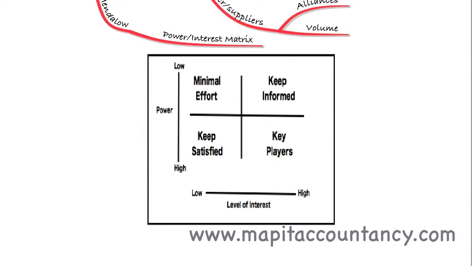What about those that have high power and high interest? Well, as identified, the bottom right-hand corner of our matrix, these are the key players. These are the ones we need to consider. These are the stakeholders that we need to deal with on an almost daily basis. We need to think about what they want. We need to think about how we can provide it. And we need to think about how we can keep them happy.